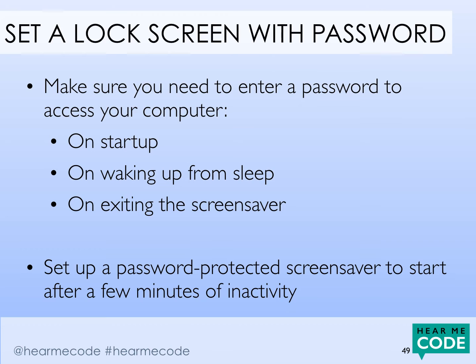How many minutes of inactivity for your screensaver will depend on how you use your computer and what you're trying to protect it from. But keep in mind, if anyone can physically access your computer without a password, they can in theory read all of your emails, reset accounts, and so on.